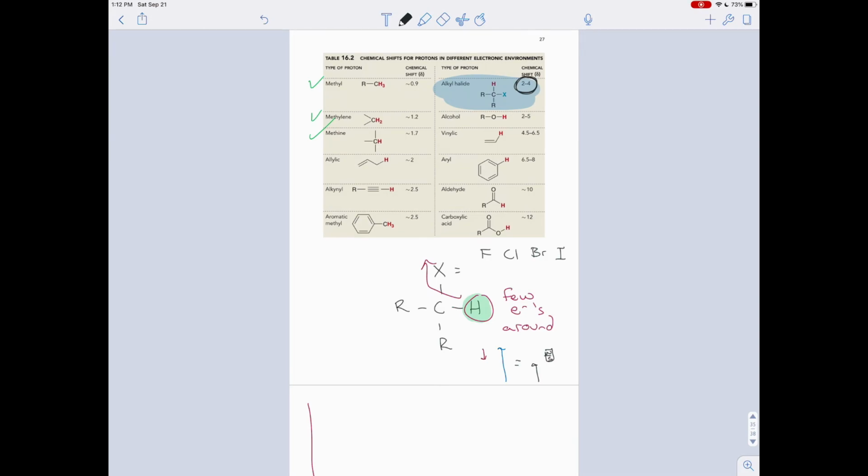So when you have these electronegative halogens on a molecule near a hydrogen, they make it harder to flip that hydrogen. With an alcohol, the situation is very similar. So we've considered this now. For an alcohol, the shift is very similar.